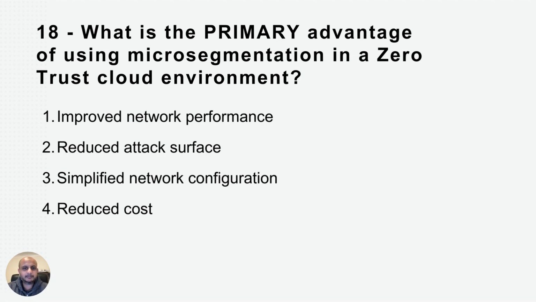And lastly, what is the primary advantage of using microsegmentation in a zero trust cloud environment? Okay, this is interesting. Improved network performance, reduce attack surface, simplified network configuration, reduce cost. So that's pretty easy. It would be number 2, I would say. Because you need to understand what microsegmentation is, right? It gives you very, very effective control over the attack surface.